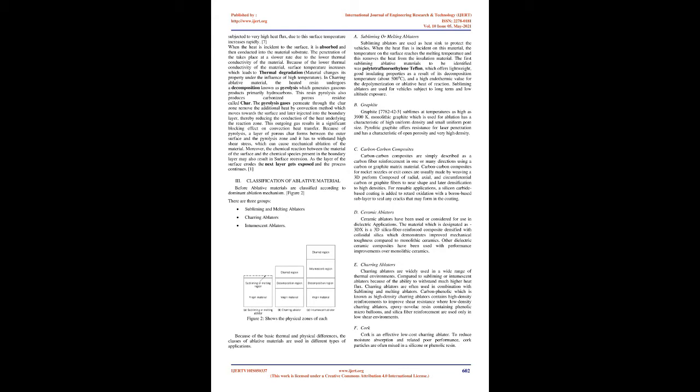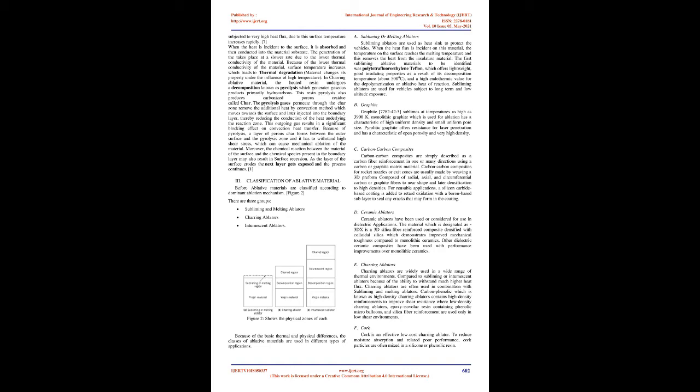B. Graphite. Graphite (CAS 7782-42-5) sublimes at temperatures as high as 3900 K. Monolithic graphite, which is used for ablation, has a characteristic of high uniform density and small uniform pore size. Pyrolytic graphite offers resistance to laser penetration and has a characteristic of open porosity and very high density.